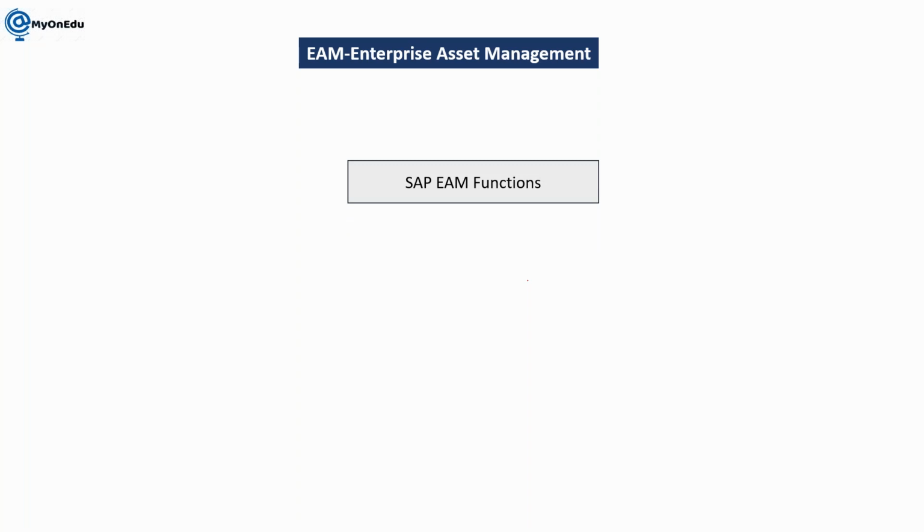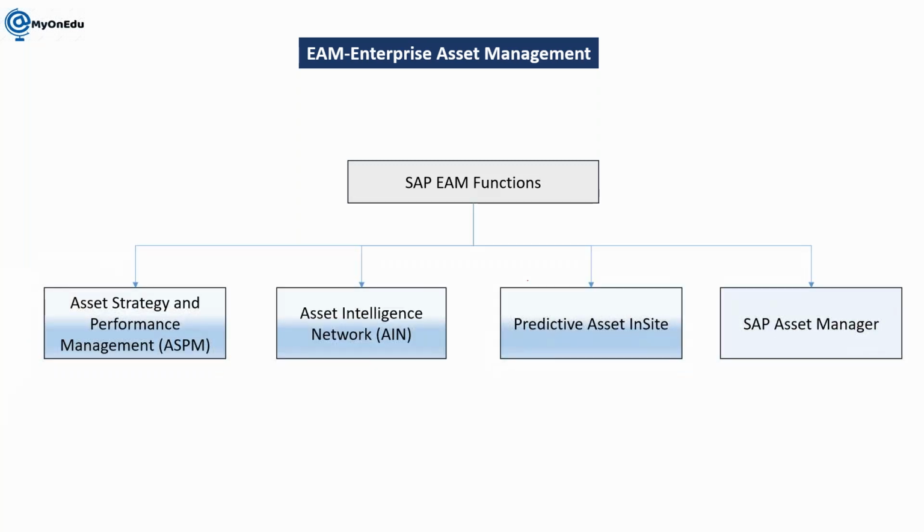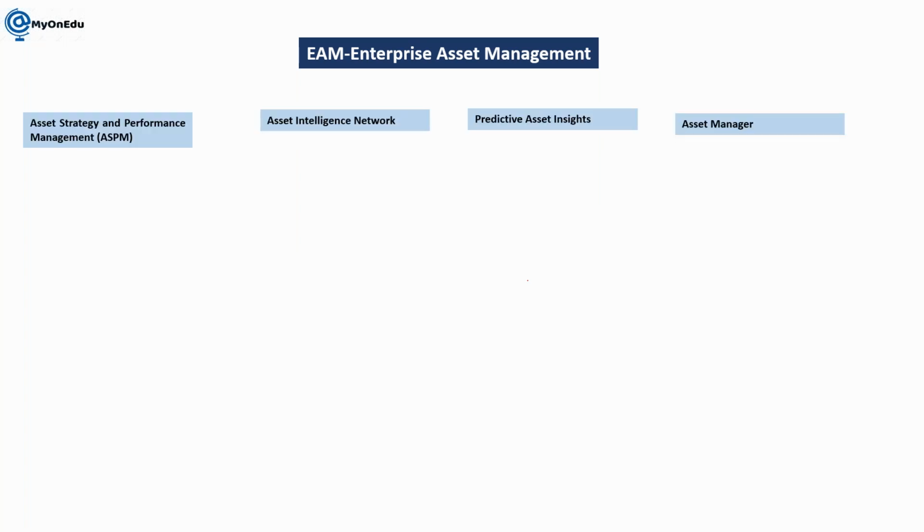SAP EAM functionality has four different modules. First is asset strategy and performance management, which we call ASPM. Second is asset intelligence network, AIN. Third is predictive asset insights, and fourth is SAP Asset Manager. These are the cloud solutions, and each has its own purpose and transactions to perform in a particular area. Let us elaborate on what functionalities are given in each module.